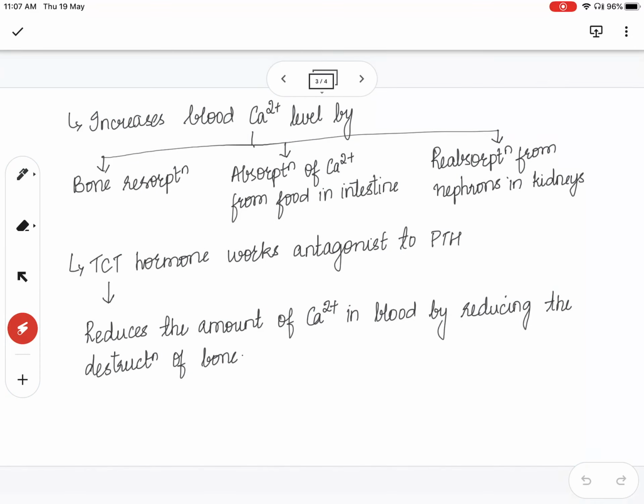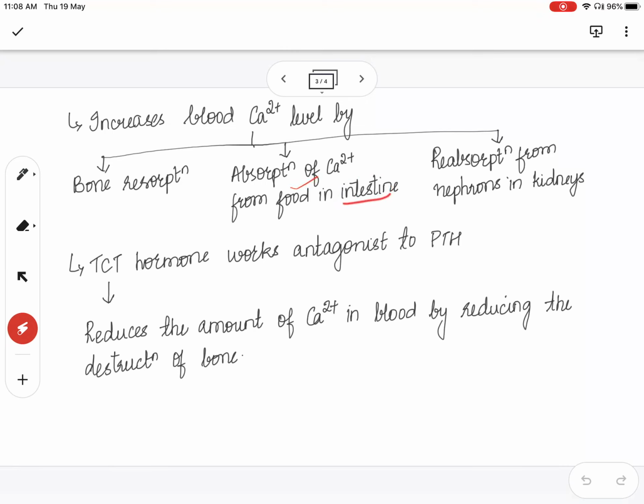Why is it considered so? From which regions or locations does it take the calcium ions? I've mentioned three important points. It increases blood calcium level by stimulating bone resorption or dissolution, which you can also call demineralization. So through the bones it takes up calcium ions. Secondly, it promotes the absorption of calcium ions from the food in the intestine.